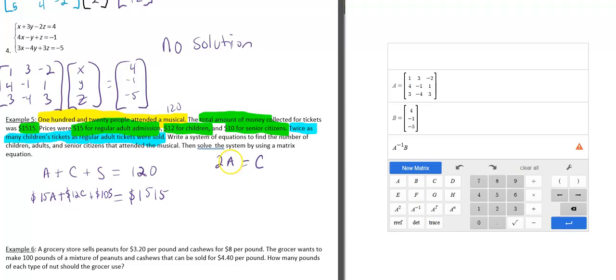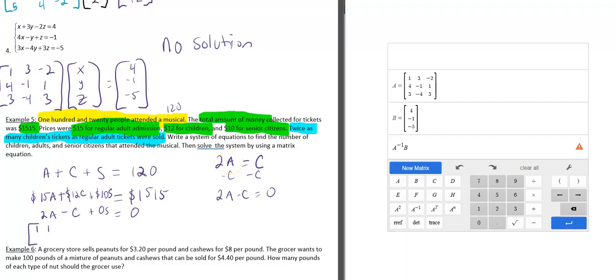But in order to fit this in our matrix, we need a coefficient matrix. I need to move this C to the other side, so I'm going to subtract C on both sides. So you have 2A minus C equals 0. We're going to add that over here as well: 2A, minus C, plus 0 senior citizen tickets equals 0. So I'm going to put 0S right there. And the reason it equals 0 is because C minus C is 0, guys. So there's our system of equations that we're going to now represent as a matrix.